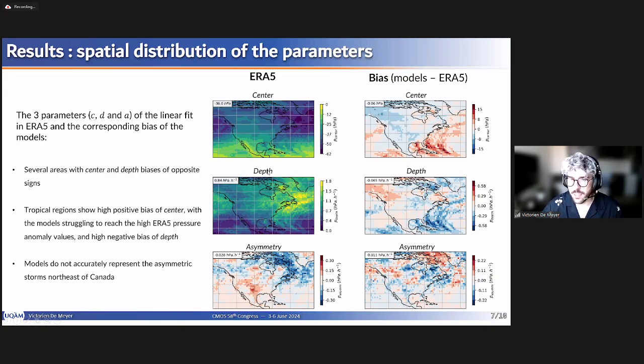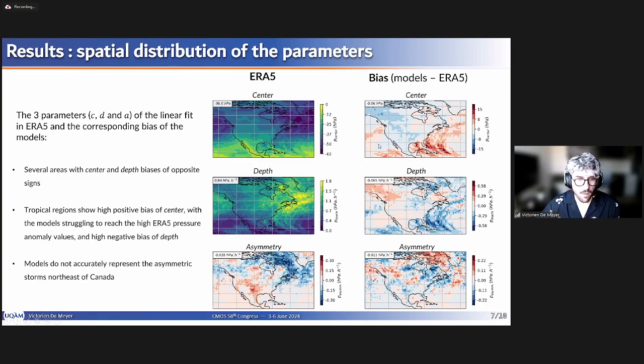And interestingly, when looking at the depth parameter, so the rate of deepening of the storm, we have opposite bias to the center, with negative bias here in the tropics, for example, and positive bias in Northwest America.